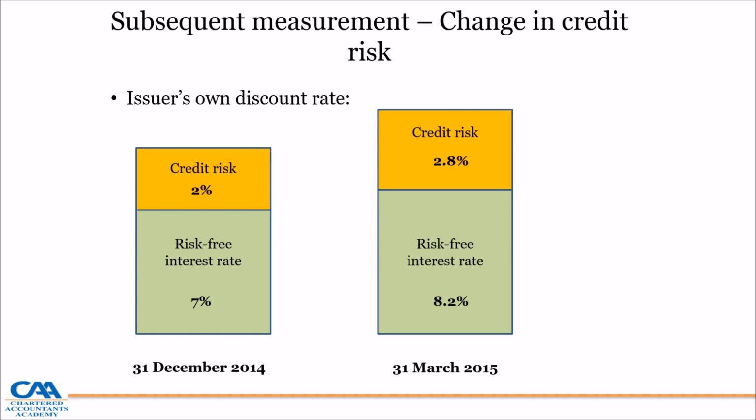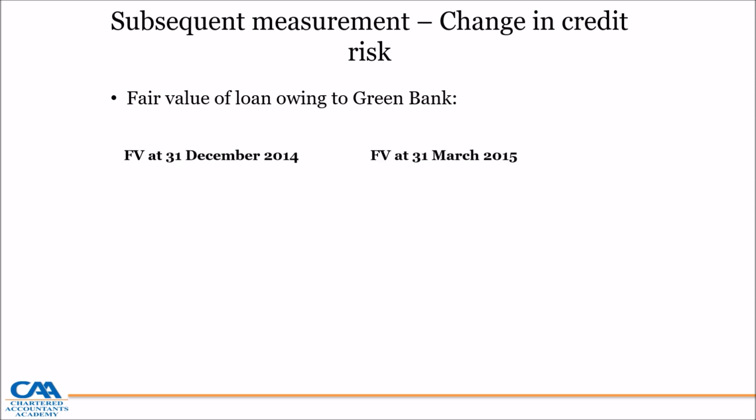So to get your change due to market movements, you need to hold your credit risk constant, and you're saying, I'm ignoring the impact of the change in credit risk. I'm going to take my market movement, which is 8.2, and keep my credit risk at 2%. And then you compare that to your carrying amount. The difference that you're going to get there is the change due to market movements. And then the residual is your change in credit risk. So let's get into our example.